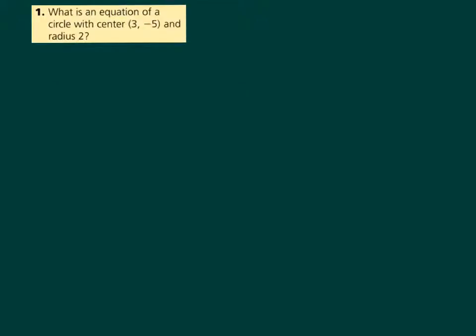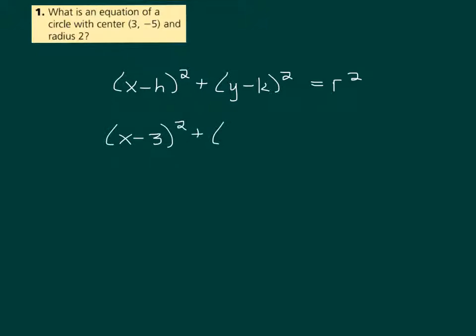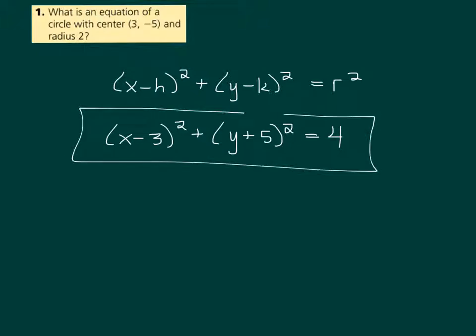So now we get into some fun stuff. What is an equation of a circle with center (3, -5) and a radius of 2? We know that the standard form of the equation of a circle is (x minus h) squared plus (y minus k) squared equals r squared. So it's (x minus 3) squared plus (y plus 5) squared equals 2 squared. Boom. The only thing, when you subtract -5, that's plus 5.